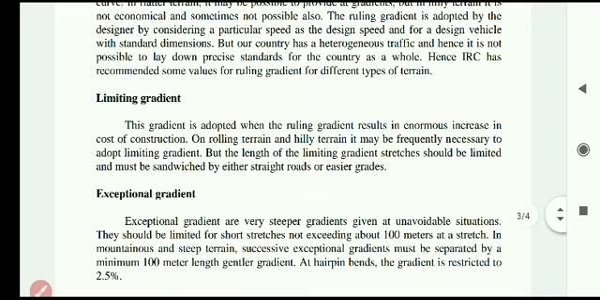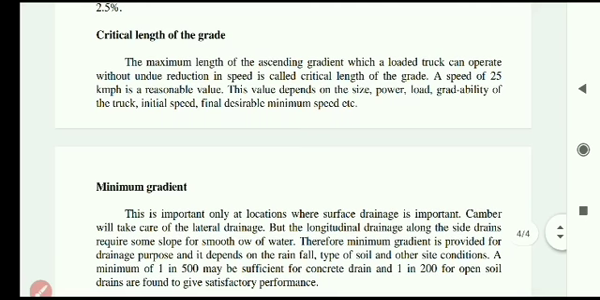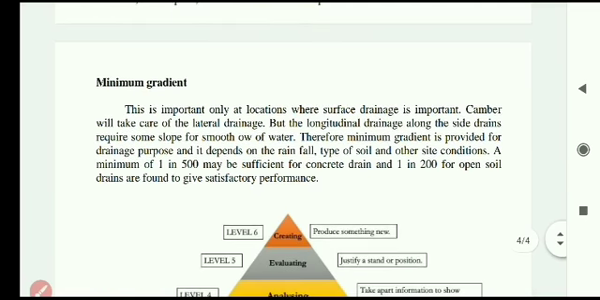Next comes exceptional gradient. In exceptional cases these are provided. Examples are mountainous and steep terrains. Next comes critical length gradient, just to counteract the heavy vehicles with their speed and position. This critical length gradient is provided in the upward direction, that is, ascending gradient. Minimum gradient is a type of gradient which is provided in the longitudinal direction just to drain off the water.